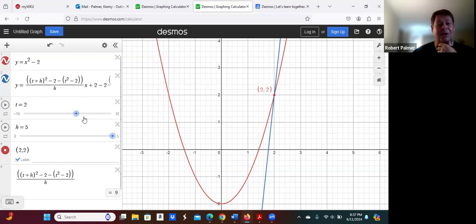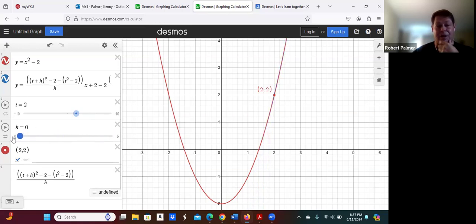What happens when h goes to 0? So here, starting out at 5. Right now, this has a slope of 9, as you see. Now, let's move h closer to 0. If you notice what happens as I do that, the slope of that blue line gets closer and closer to the slope of the tangent line at 0.22.